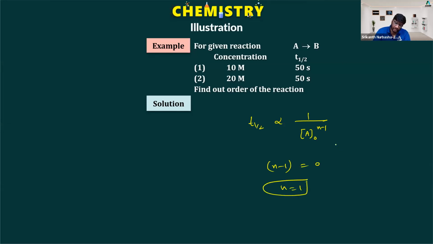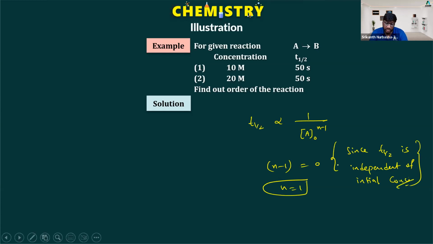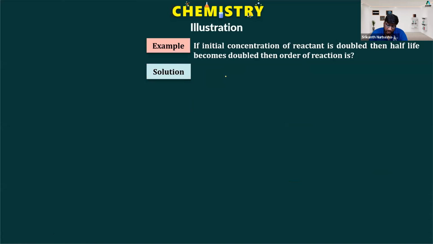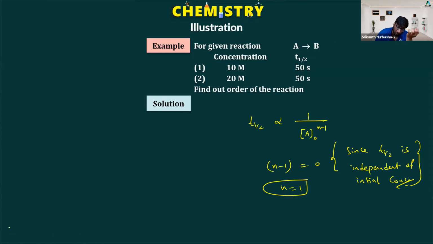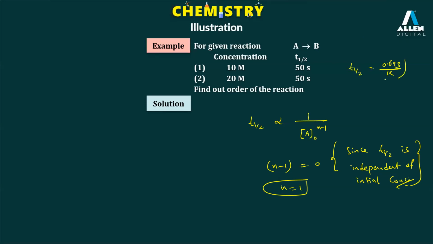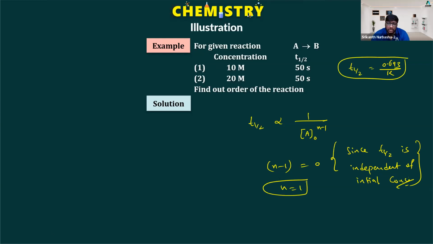Since T half is independent of initial concentration, I am writing n minus 1 is equal to 0. So n should be equal to 1. Try to solve this. Or you can easily say from the previous question: for the first order reaction, T half is equal to 0.693 by K. So for first order reaction only, the T half is not depending upon initial concentration. So it should directly be a first order reaction.